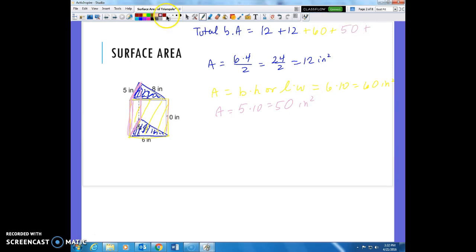And finally, we'll do another color here. I have this rectangle in the back that I haven't done yet. It looks like it's 8 by 10. So the area of that would be 8 times 10, or 80 square inches.